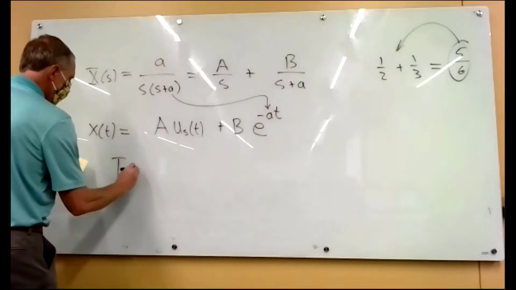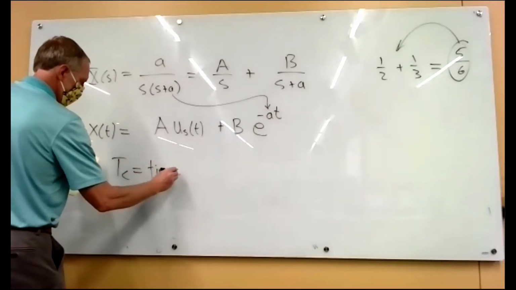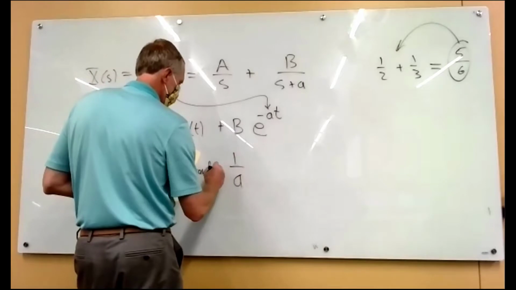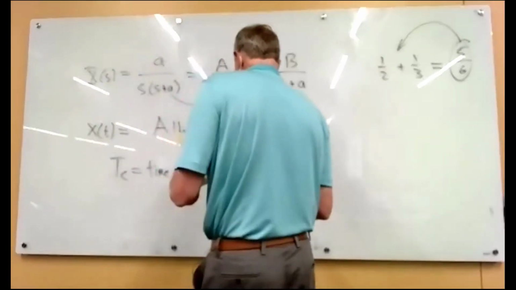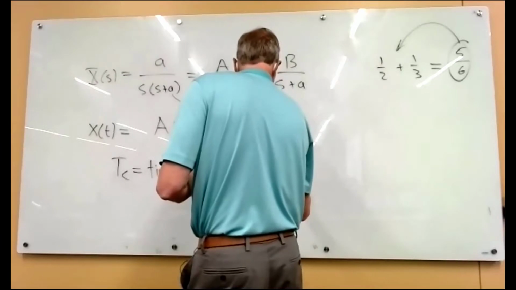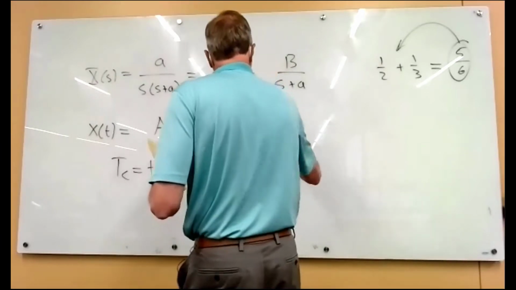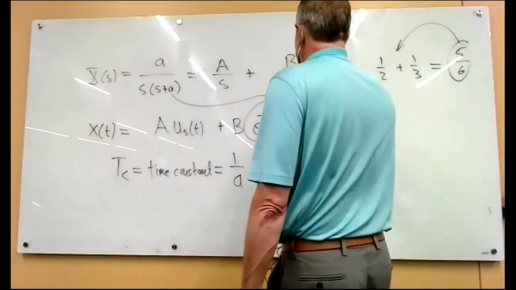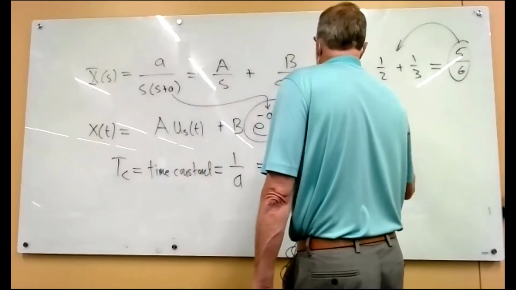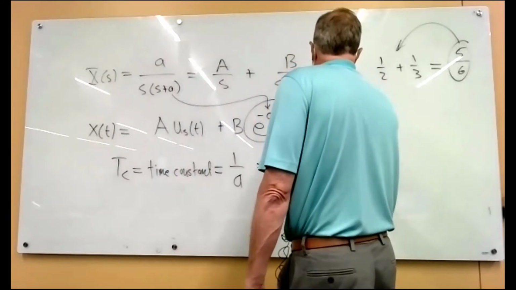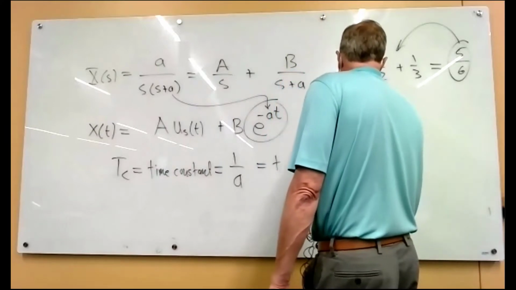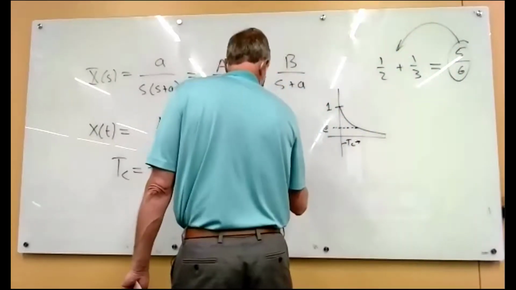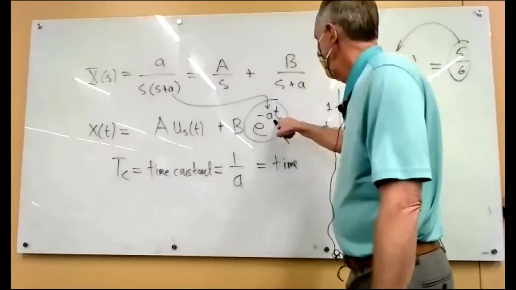And we define something called the time constant, which is 1 over that pole or root, 1 over a. And it characterizes what this behavior looks like, because this is an exponential decay that starts at 1, because at t equals 0, e to the 0 is 1, and it decays down like this. And when it gets down to 1 over e, that's what we call the time constant, because if you plug in the time constant for t, you get e to the minus 1.